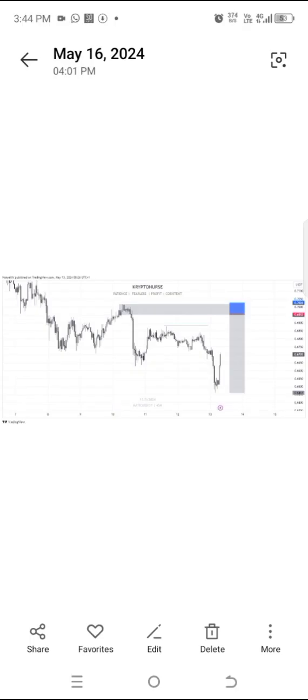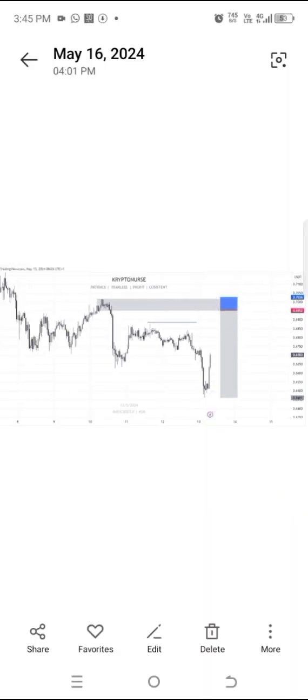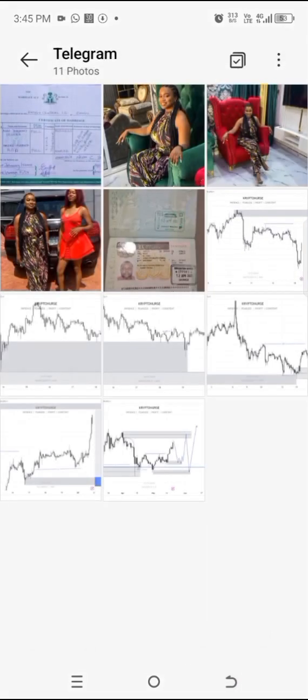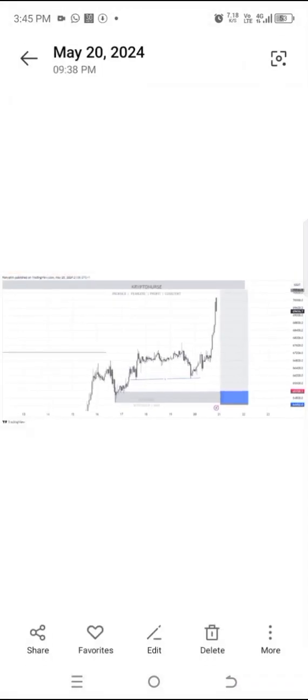Now looking at this structure, tell me the entry, the stop loss, the take profits, and the pair you are trading. Do the same for this pair. Okay, let me zoom it a bit. The entry, the stop loss, the take profits, and the pair you are trading. Let me zoom the other one a bit as well. So here it is: the entry, the stop loss, the take profit, and the pair you are trading.